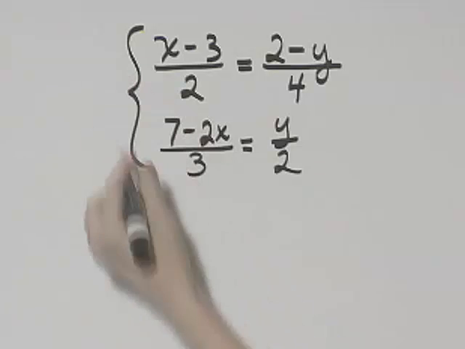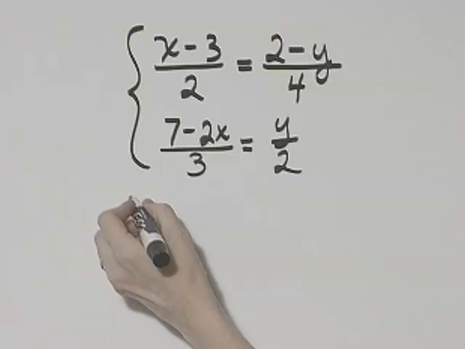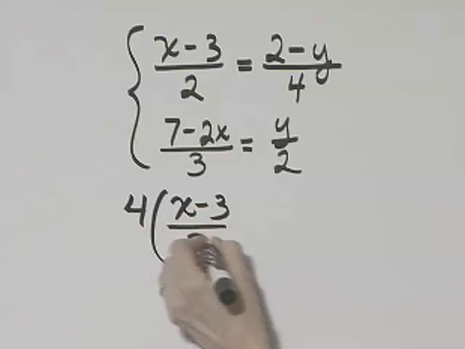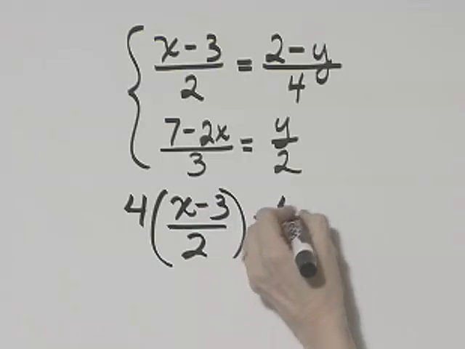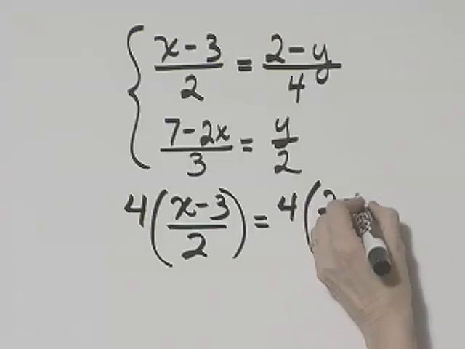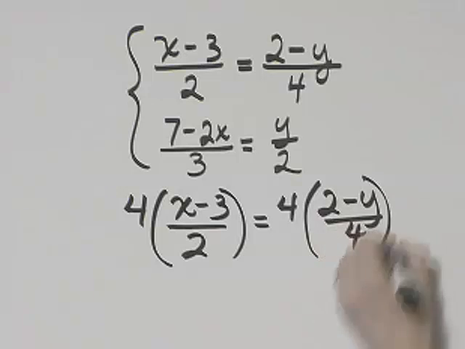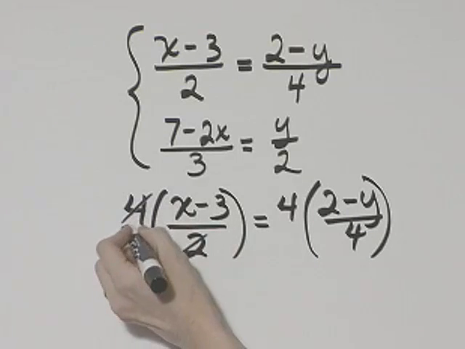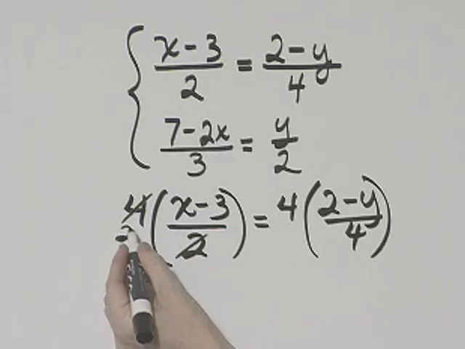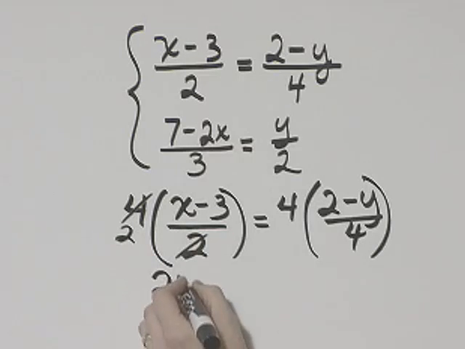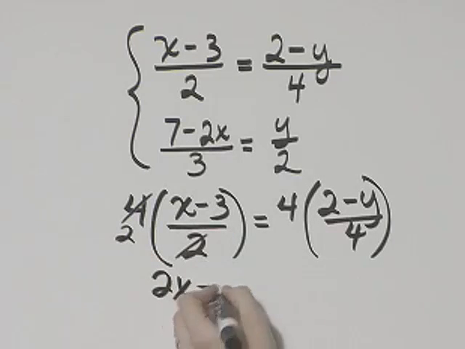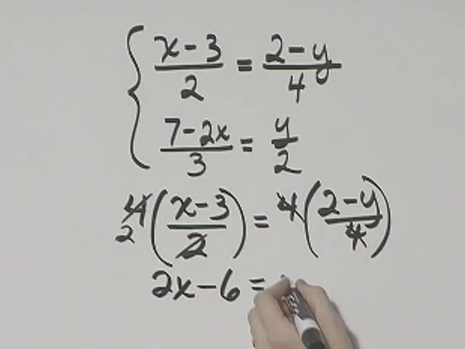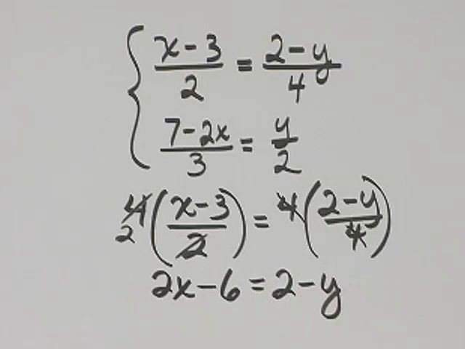So I'm taking this first equation. I'll multiply the left side by 4, and then I'll multiply the right side by 4. I'm clearing this first equation of fractions. So 2 divides into 4 2 times, and let's go ahead and multiply. That's 2 times x, or 2x, minus 2 times 3, or 6, is equal to, and here the 4's divide out, and I have 2 minus y.